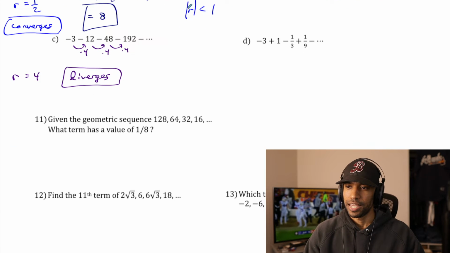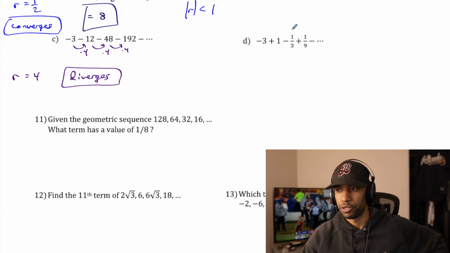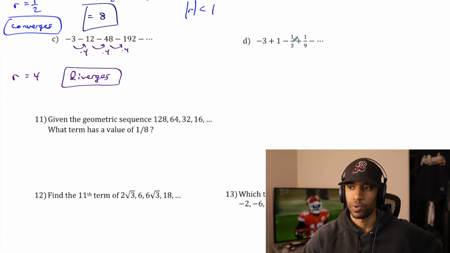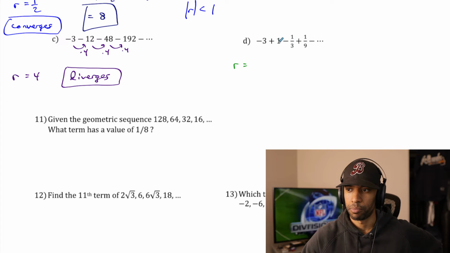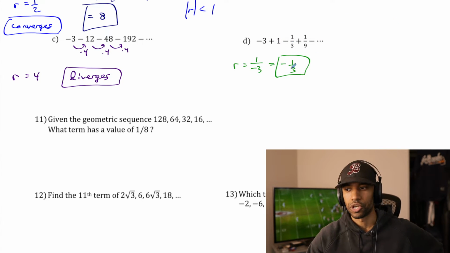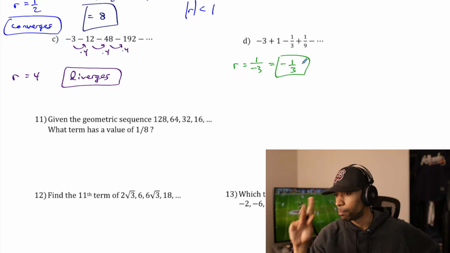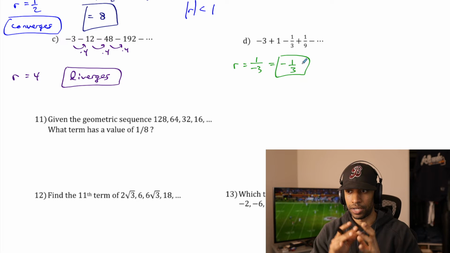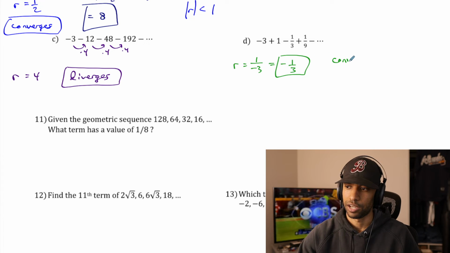All right, part D, -3 plus 1 minus 1/3 plus 1/9 minus. With this alternating bit right here, if you're unsure, divide 1 by the one before it. 1 over -3, that's -1/3. It's an alternating sign, so it's a common ratio that's negative. The point is it's a fraction that's less than 1 as an absolute value. It's between -1 and 1. This thing converges.